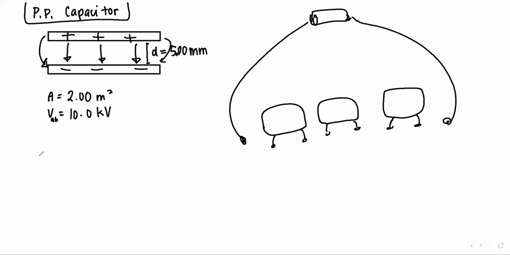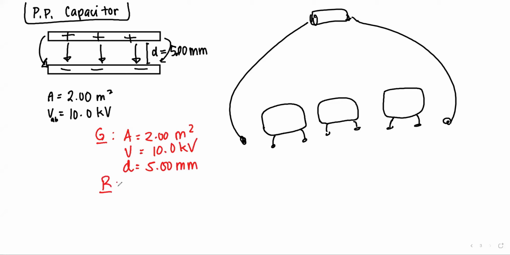Next one. Given: area equals 2.00 square meters, V is 10.0 kV, D is 5.00 mm. Required: letter A, capacitance; letter B, the charge on each plate, so QA and then QB; and let us see the magnitude of your electric field. So what is E?